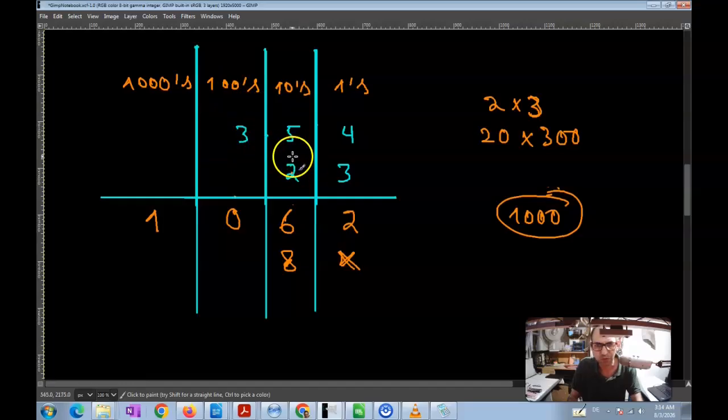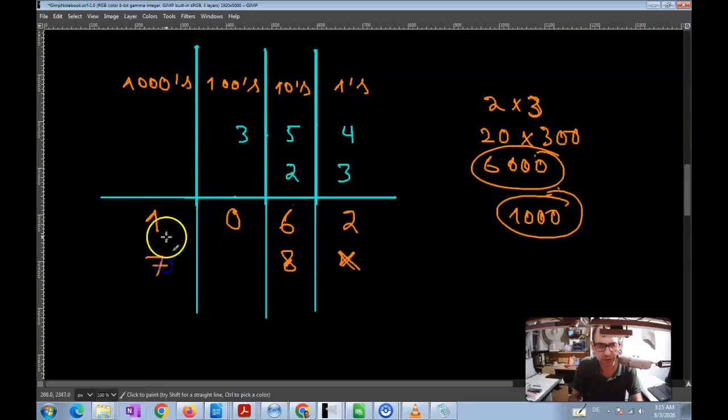So then I'm going to say 20 times 300 is the same thing as a 6,000, right? Now we have a 6,000 here and 1,000 from before, which is a 7,000. I put a 7 over here to mean 7,000. And I'm going to fill this with a 0. Right?